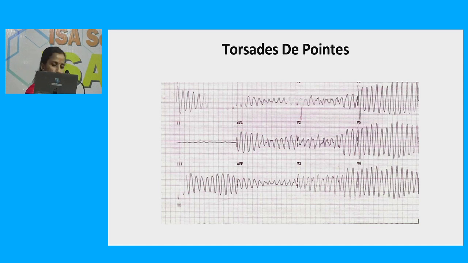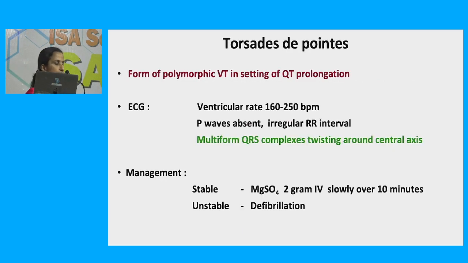How do you proceed then? Here also management depends on the hemodynamic stability of the patient. If the patient is hemodynamically stable, injection magnesium 2 grams slowly over 10 minutes can be given. If the patient is unstable, defibrillation is the treatment. The QRS morphology is different, which is why it is called multiform or polymorphic ventricular tachycardia. It carries the risk of the patient going into ventricular fibrillation, so you have to take it seriously.